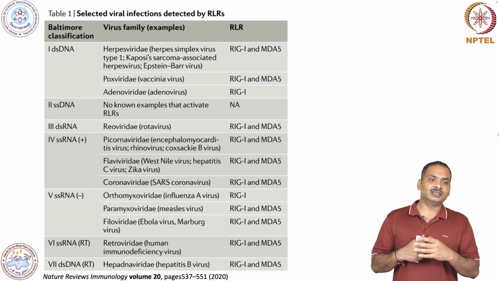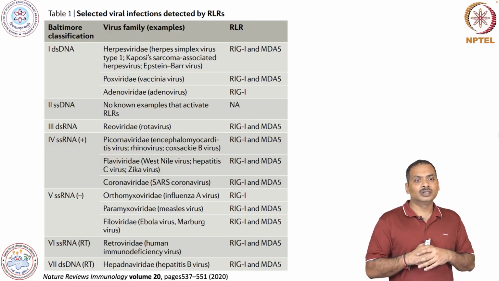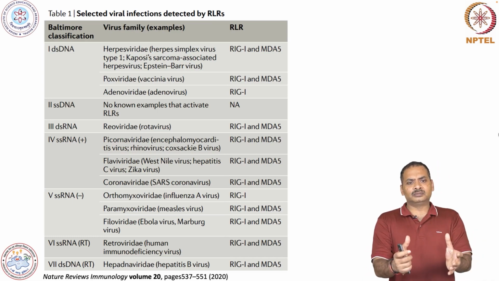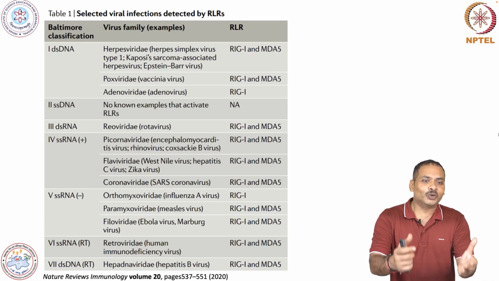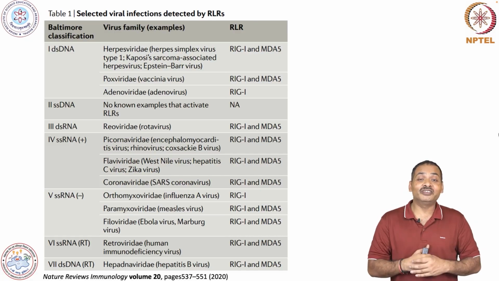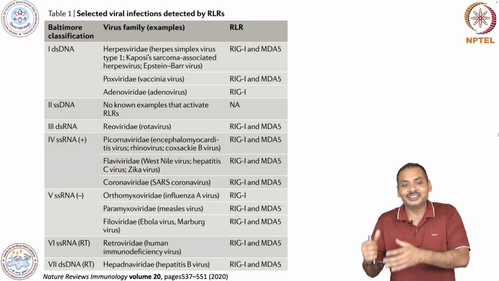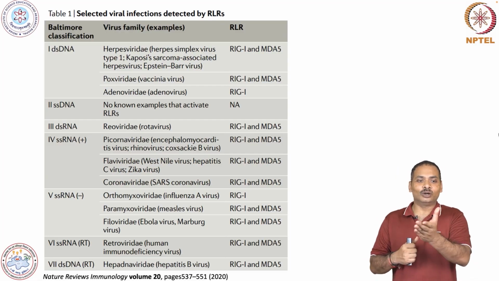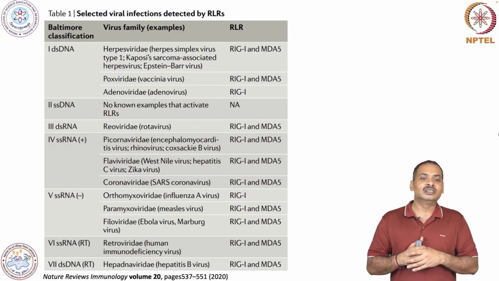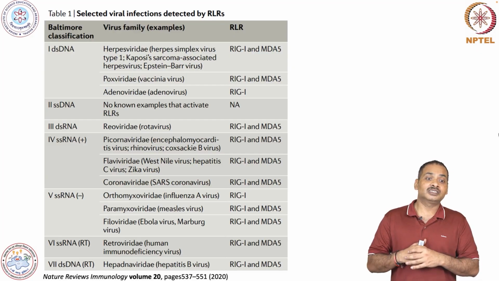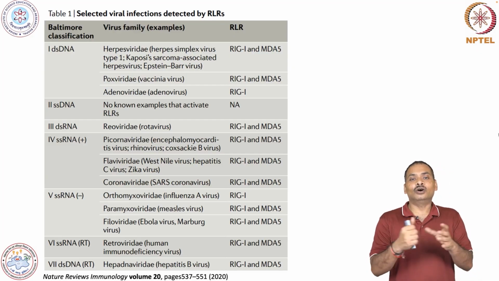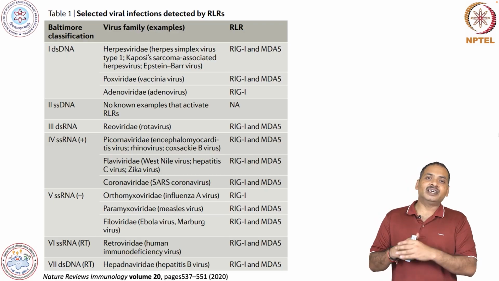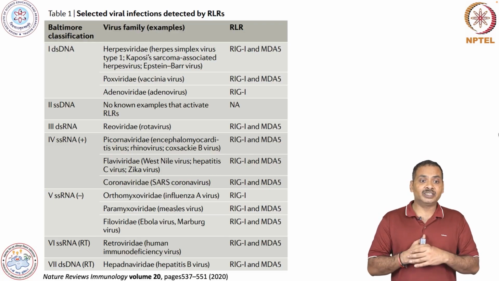Flaviviruses, which are again class 4 single stranded positive sense RNA viruses, from a disease point of view, this family, the Flaviviridae family, is quite dangerous if you see carefully, okay. You know that all these viruses like West Nile virus, hepatitis C virus, Zika virus, all are quite dangerous or pathogenic, right, and they are recognized by RIG-I and MDA5.